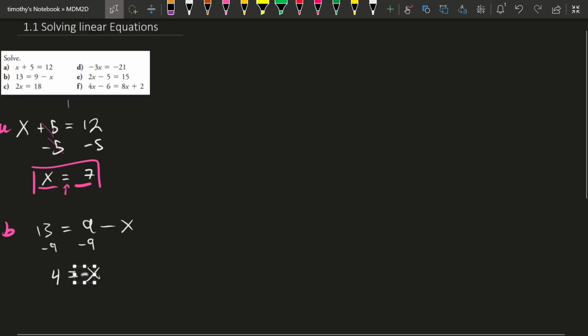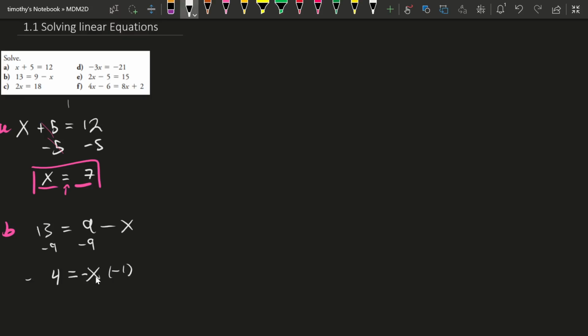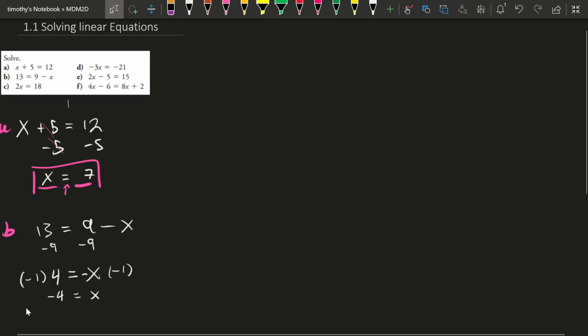Now, you might say, well, how do I figure out the actual solution? Because I have to isolate x, not negative x. And so what we're going to do is multiply both sides by negative 1, parentheses, negative 1. Now, a negative x times a negative 1 is a positive x, because a negative times a negative is a positive, and this becomes a negative 4 over here. So I'm multiplying.